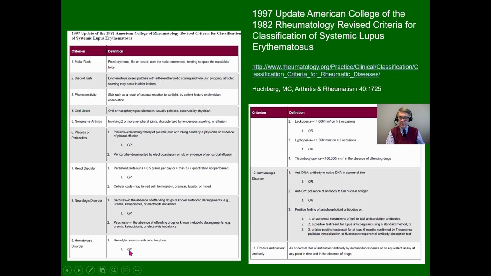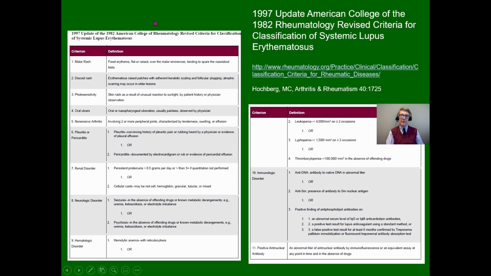We're looking for potential hematologic disorders such as a hemolytic anemia or leukopenia or lymphopenia or thrombocytopenia. We're looking for blood work such as a dsDNA, SM, or a phospholipid antibody such as a cardiolipin antibody, or false positive test for syphilis or a lupus anticoagulant. And we're looking at an ANA. Okay, so what we're looking for is four of the 11 criteria.